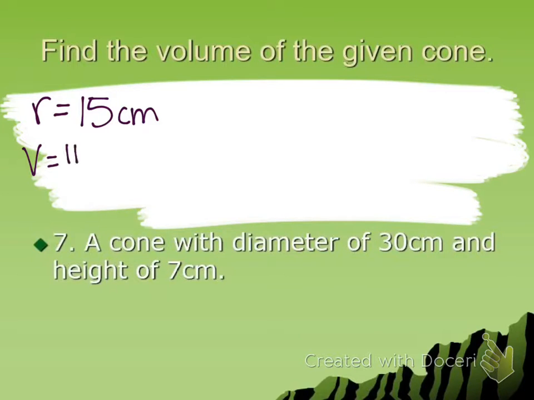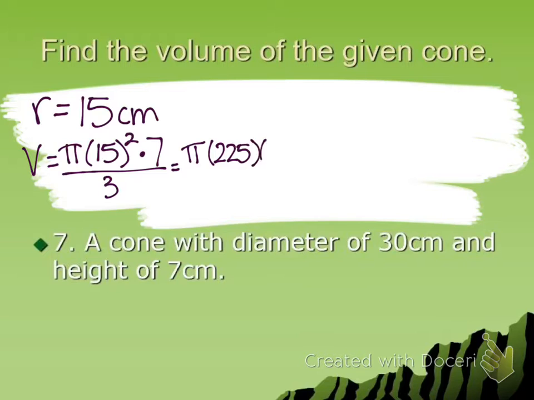We still use that same formula. Pi times my radius squared times the height of the cone is 7. The whole thing gets divided by a 3 from that formula. Now on this one, the 3 and the 7 are not going to reduce nicely. So that's fine. We probably are just going to want to go ahead and get an approximate answer. We have to square the 15 first. That gives us 225.